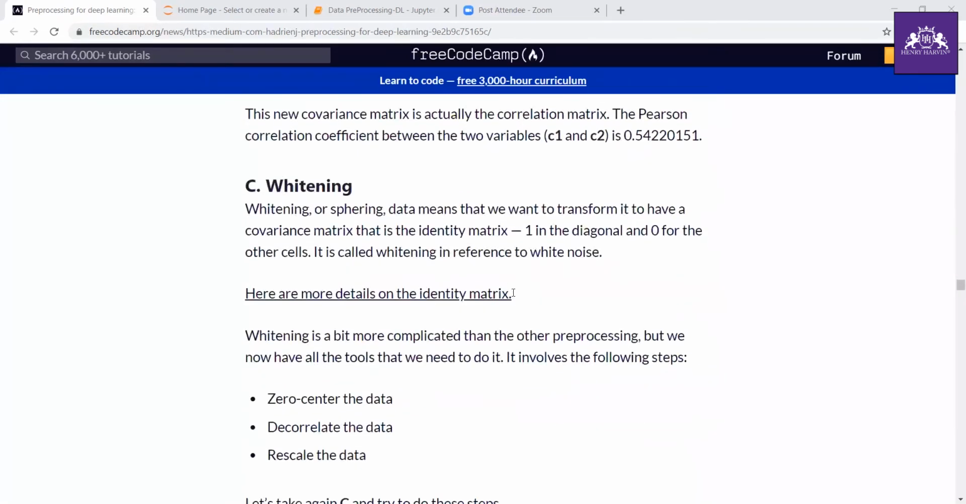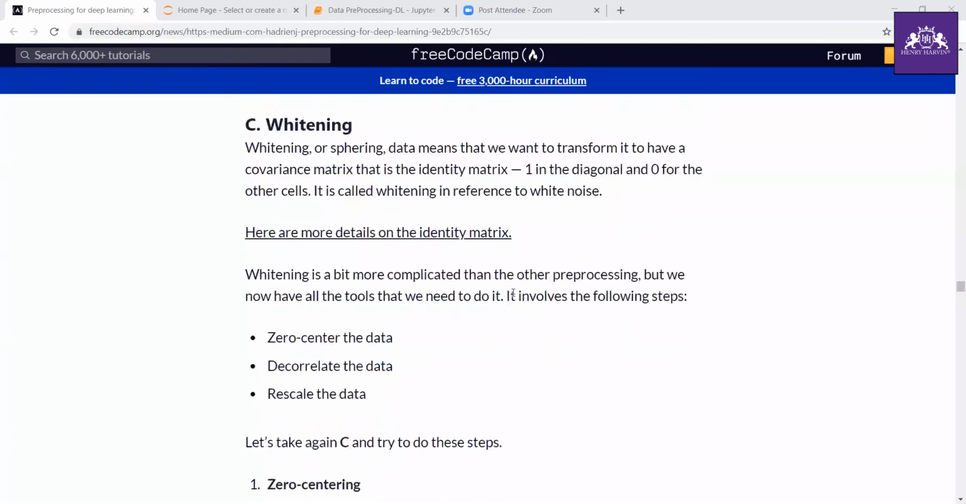Right, the next one is about whitening. So whitening or sphering means that we want to transform it to have a covariance matrix that is the identity matrix, 1 in the diagonal and 0 for the other cells. So it is called whitening in reference to white noise, right?